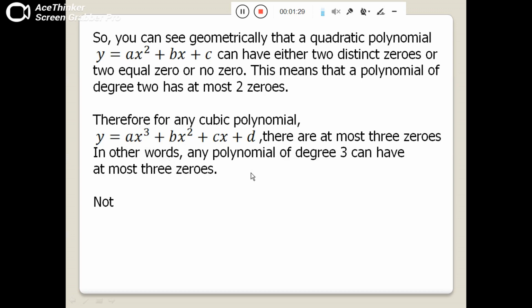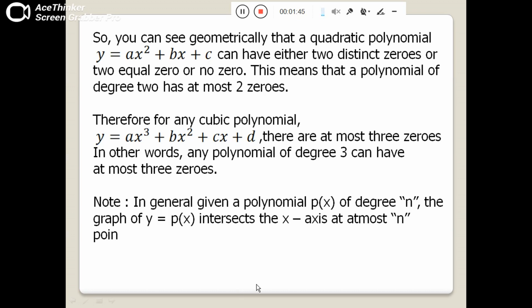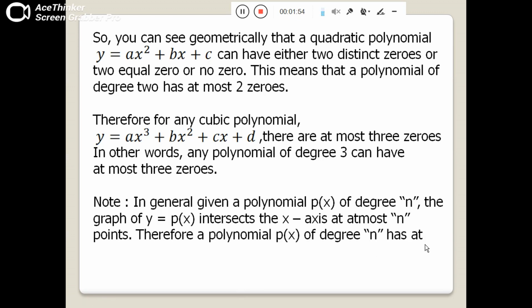So in general, we can say that for a given polynomial p(x) of degree n, the graph of this polynomial y is equal to p(x) intersects the x-axis at most n points. Therefore, a polynomial p(x) of degree n has at most n zeros from this figure.